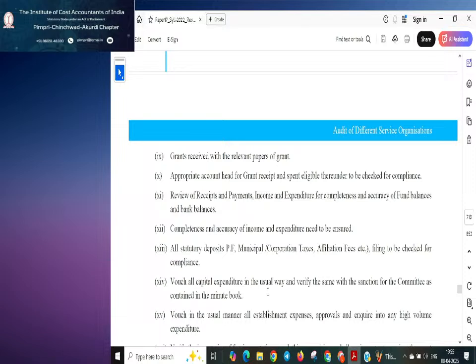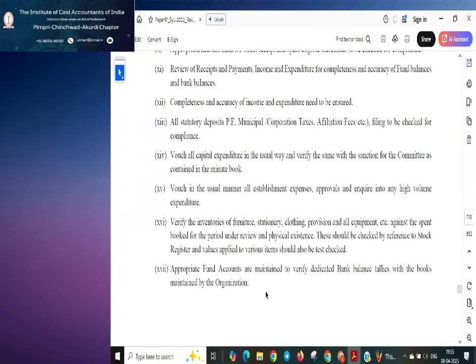And establishment expenses, approvals: inquire into any high volume expenditure, so something which looks suspicious. So if you are suspicious or skeptical about certain expenditure, then you can do so. Then verify the inventories. Inventory verification is also one of the important things, that is of furniture, stationery, clothing, provision and all equipment.